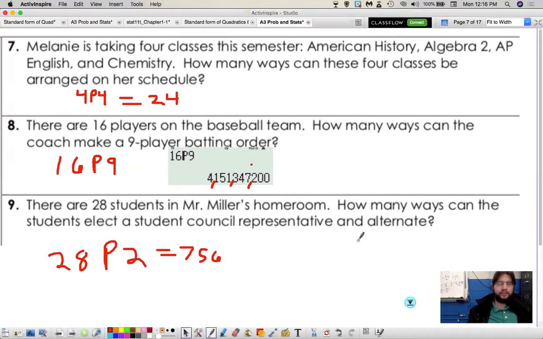So councilman, representative, president, vice president, something like that. The positions are different, so their value is not the same. So that means the order does matter.